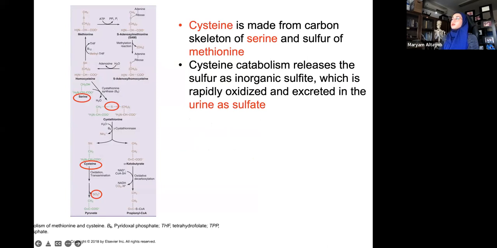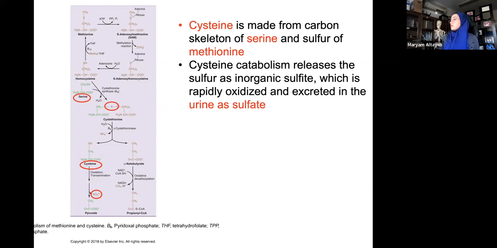Okay, so again, cysteine is made from a carbon skeleton of serine and sulfur from methionine. So where is it here? Okay, so cysteine, we have our sulfur, and this is our serine group. And it's taking this sulfur from methionine. All right, and so cysteine catabolism is going to release an organic sulfate, which is excreted in the urine as sulfate. Again, I'm not sure how important this is for you guys, but it's mentioned in your lecture, so I thought I'd mention it here as well.